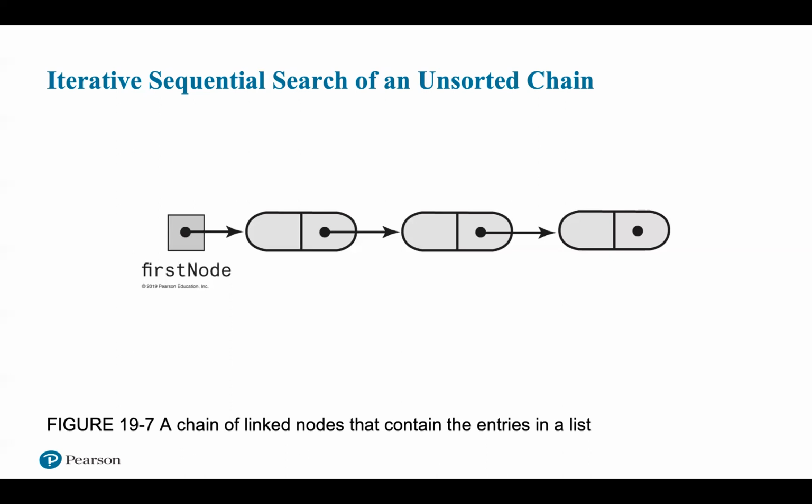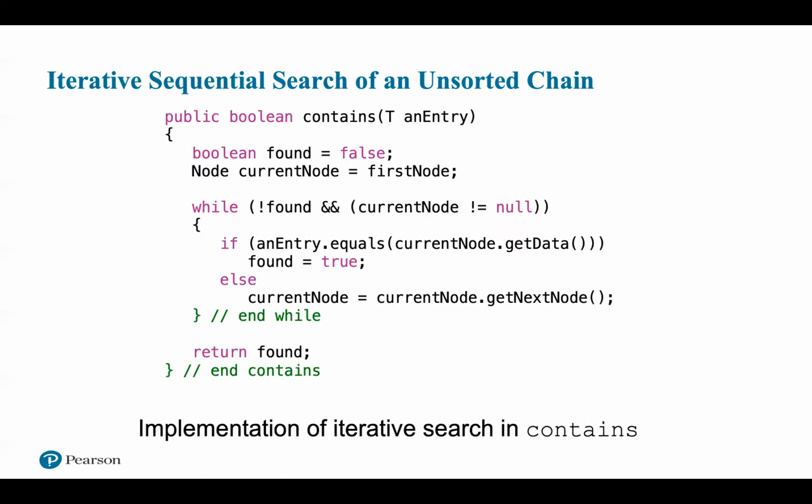Thus, an iterative method contains should use a local reference variable currentNode that initially contains the same reference as firstNode. To make currentNode reference the next node, we would execute the statement, and we'll be seeing this here in this slide. So the iterative sequential search has the following straightforward implementation.